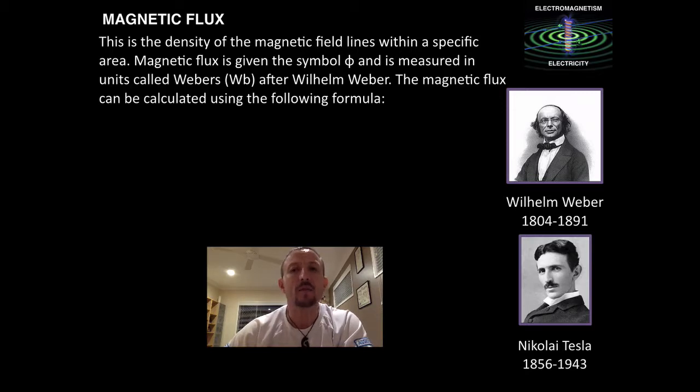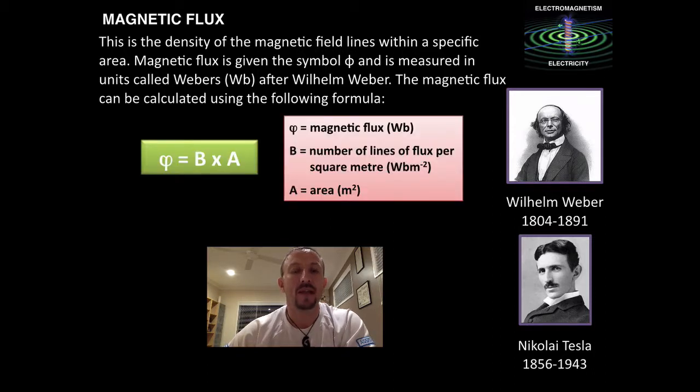Now basically, what magnetic flux works on is the principle that a magnet will generate a series of field lines which are coming out. We saw that in the previous video when we looked at magnetic fields. And what a flux does is to try and determine the number of field lines per unit space. So we're looking basically at the density of those magnetic field lines within a specific area. Now this can be calculated using the following formula.